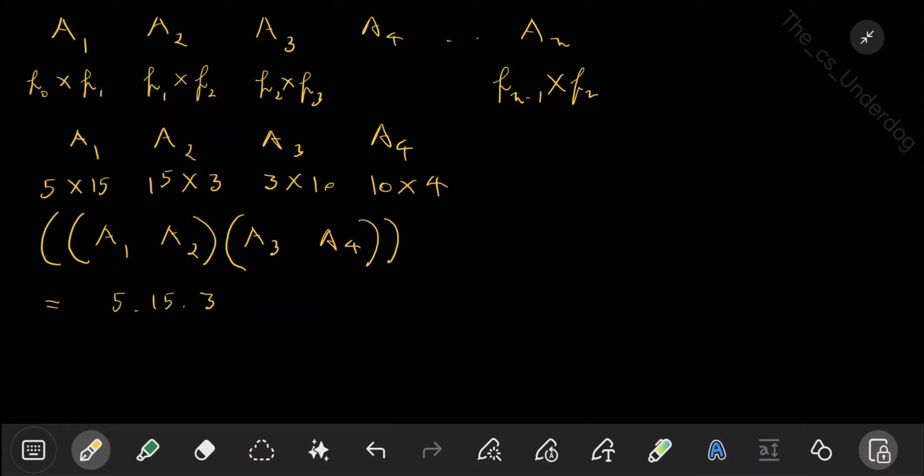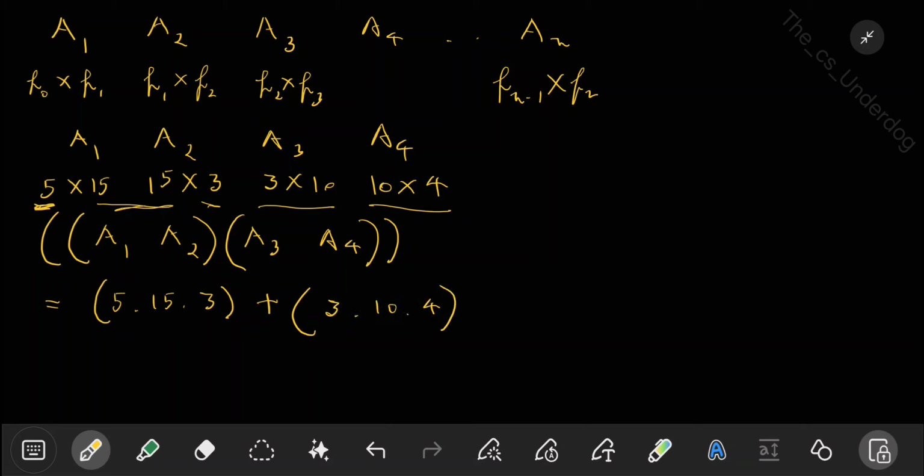How did I understand this? Because 5 is the number of rows in A1, 15 is the number of columns in A1, which is the same as the number of rows in A2, and 3 is the number of columns of A2. This is how I understood. A1 into A2 will take 5 into 15 into 3 scalar multiplications. Plus, what are the other scalar multiplications to be done? I have to do A3 into A4. When I do A3 into A4, what happens? It will be 3 into 10 into 4.